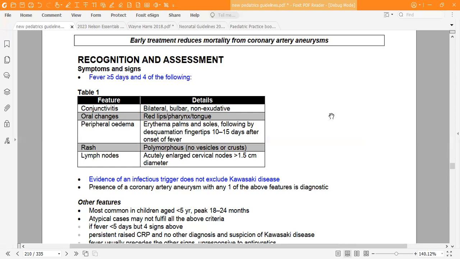So basically, this is the criteria that we are looking for to diagnose Kawasaki. So fever 5 days or more plus 4: conjunctivitis, cervical lymph node, rashes, oral changes, and peripheral edema or desquamation. If you find a coronary aneurysm by doing echo with any one of the above signs in the box, that is for sure diagnostic, and it's confirming.